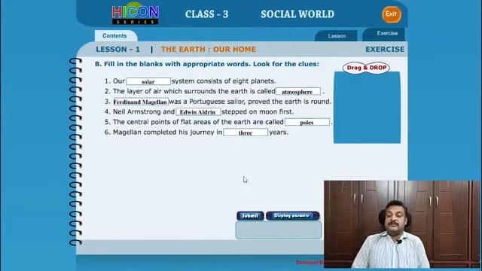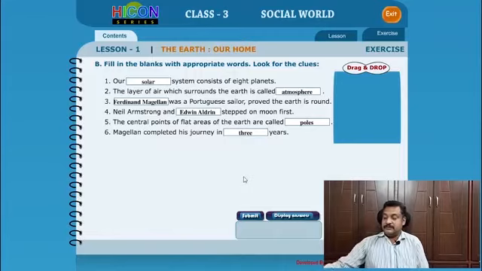Ferdinand Magellan was a Portuguese sailor who proved the Earth is round. Neil Armstrong and Edwin Aldrin stepped on the moon first. Neil Armstrong and his companion Edwin Aldrin were the people who stepped on the moon first. The central points of flat areas of the earth are called poles.